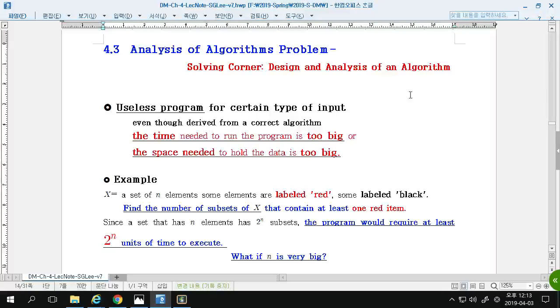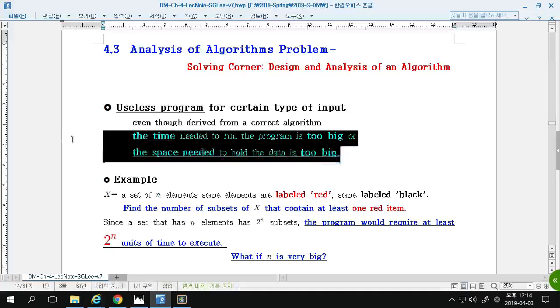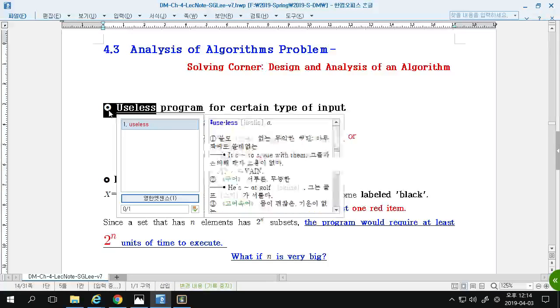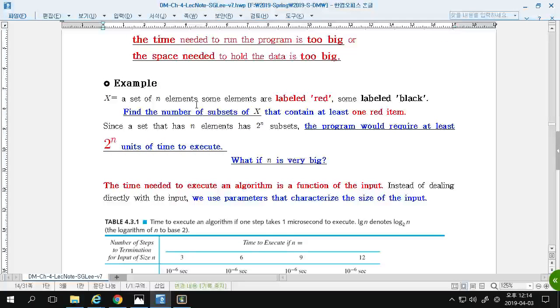There are examples of useless programs. Those are the ones that may be a correct algorithm, but if the time needed to run the program is too big, or the space needed to hold the data is too big, then actually that algorithm is not in use. Let's start with an example.